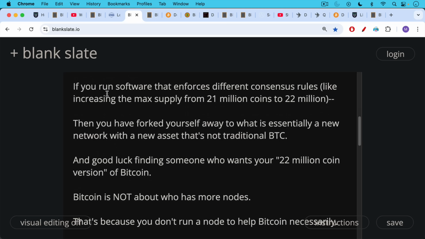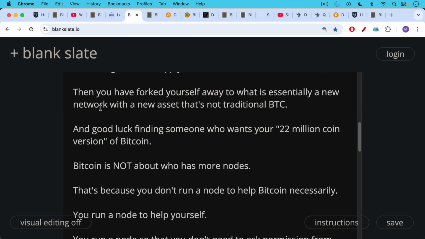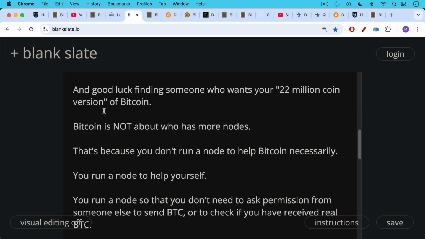It's the 21 million version that's entrenched, and no one is going to run a Bitcoin node that runs software that dilutes their own holdings and moves the max supply from 21 million to 22 million. This is how the incentives work, fortunately, with Bitcoin. So Bitcoin is not about who has more nodes. And that's because you don't run a node to help Bitcoin necessarily or help the network necessarily. You run a node mostly to help yourself.